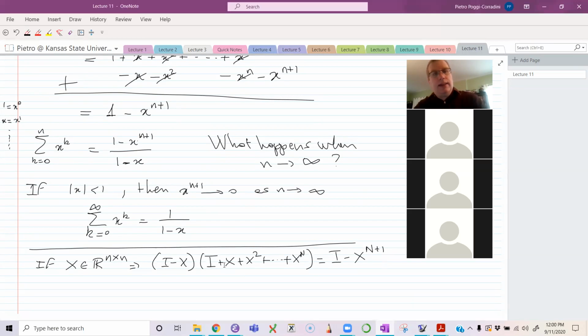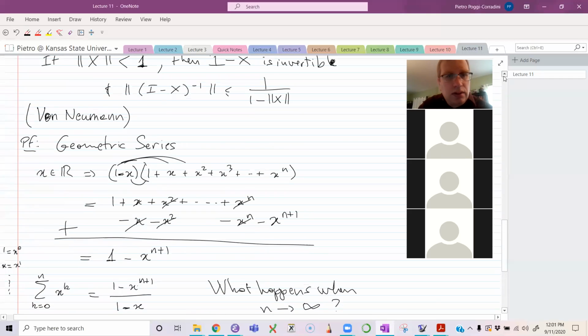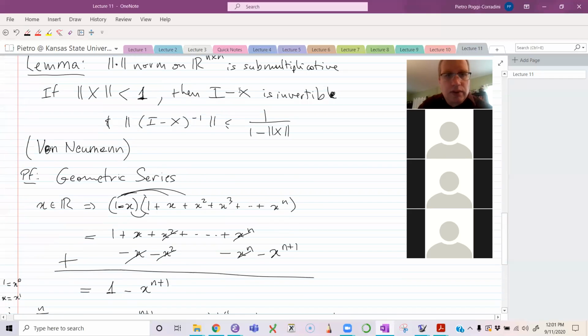All right. Now it's a little bit harder than with numbers. We just divide by 1 minus x, right? But we can't really divide a matrix by another matrix here. Only if this thing was invertible, we could then take the inverse of both sides, but we don't know that I minus X is invertible. This is part of the conclusion of the lemma, what we want to prove.